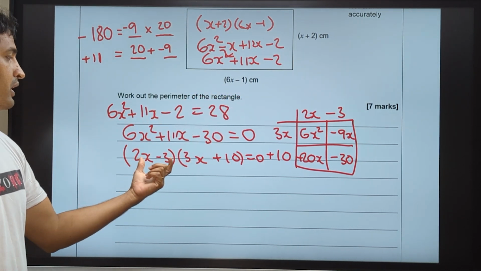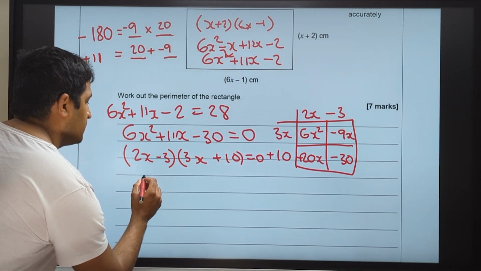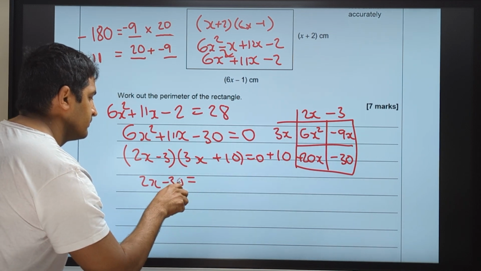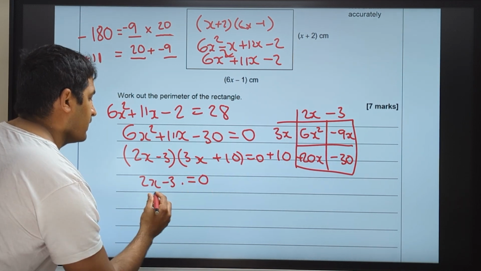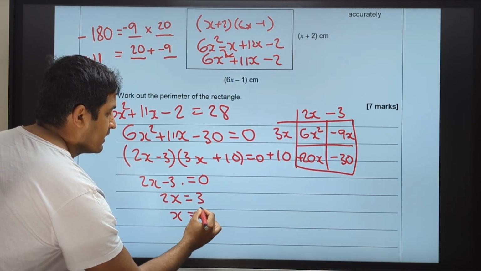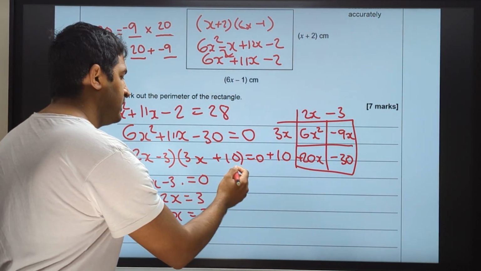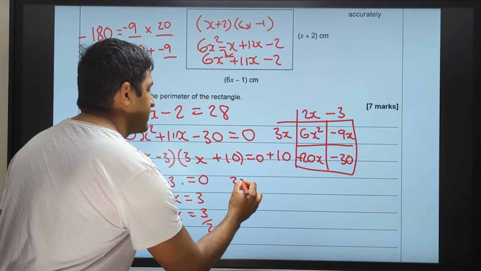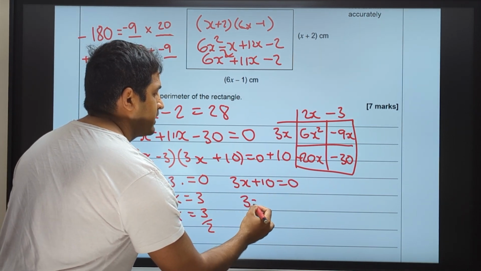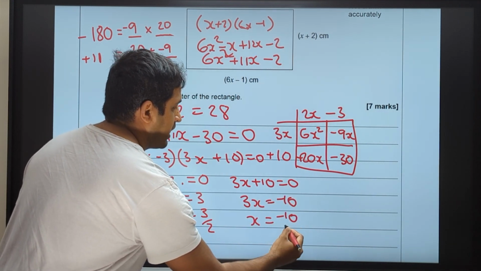Okay, once you're done now, you can say, okay, is either that going to be 0 or is either that going to be 0. So if you make 2x minus 3 equal to 0, then we can say 2x is equal to 3, and that means x is equal to 3 halves. Or if you make this equal to 0, so you can say 3x plus 10 is equal to 0. That means 3x is equal to negative 10, and x is equal to negative 10 over 3.